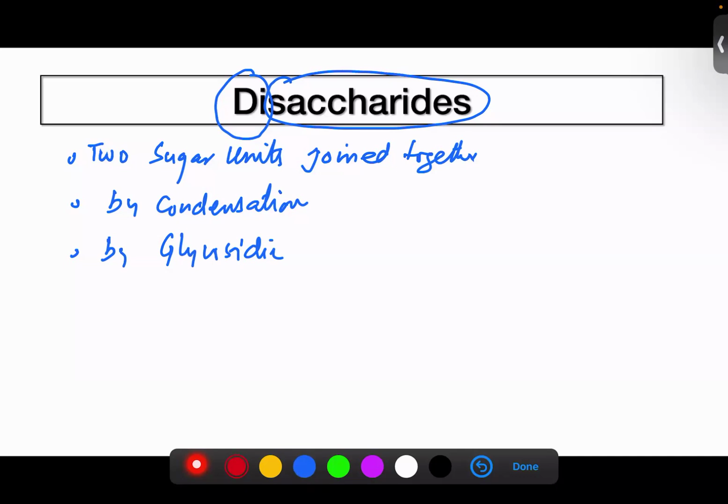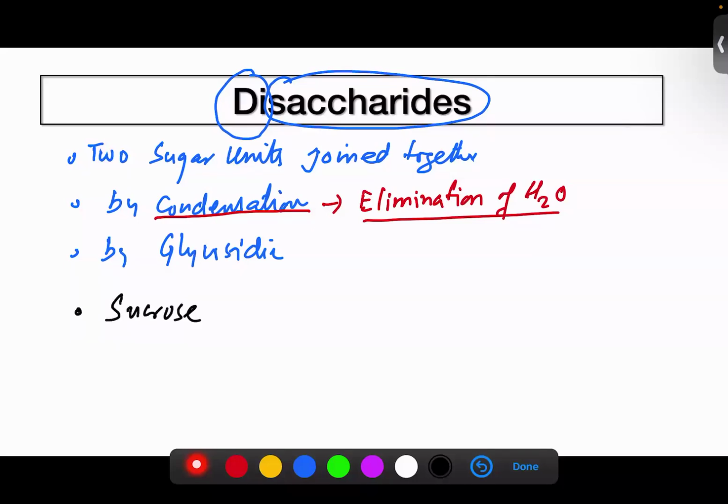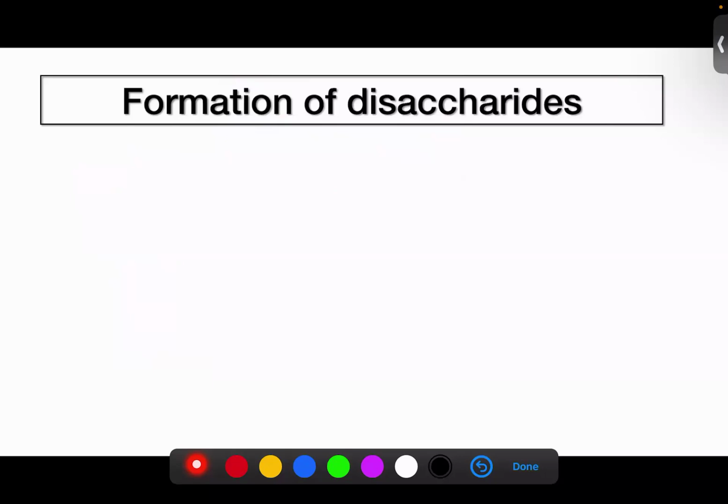Condensation, I am sure you already know. Condensation means joining of 2 molecules by elimination of an H2O molecule. Okay, so we have the structure of sucrose. Sucrose is an example of a disaccharide. But we will also look at the structure of maltose, and the formation of maltose and formation of sucrose. So let's see the formation of maltose first, or the formation of a disaccharide first.